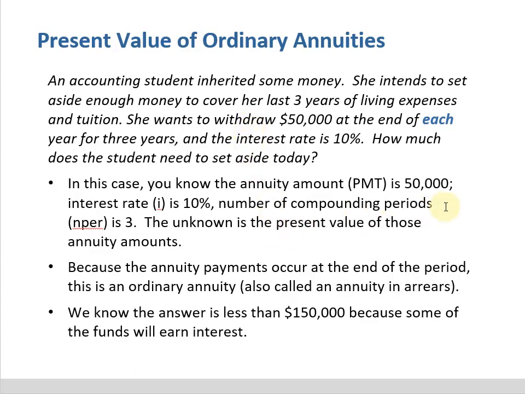We know the annuity amount, the interest rate, and the number of compounding periods. What we want to know is the present value of those 3 payments of $50,000 each. We know that because of the particular timing described here, this is an ordinary annuity. And finally, we know that the answer is going to be less than $150,000 because 2 of those annuity payments are going to have time to earn some interest.